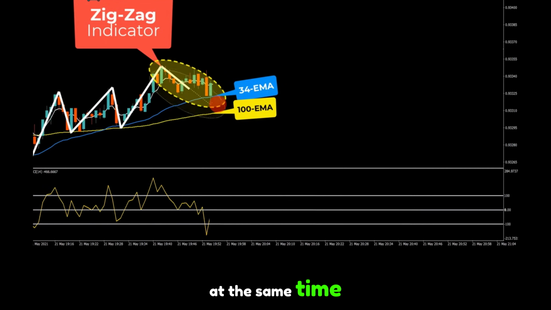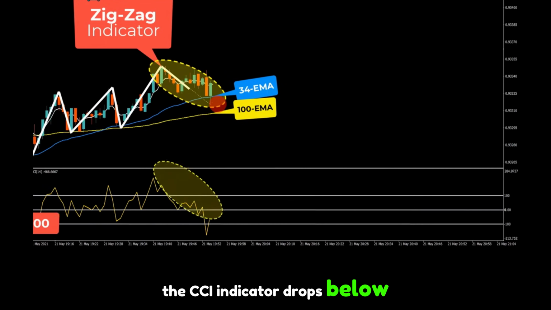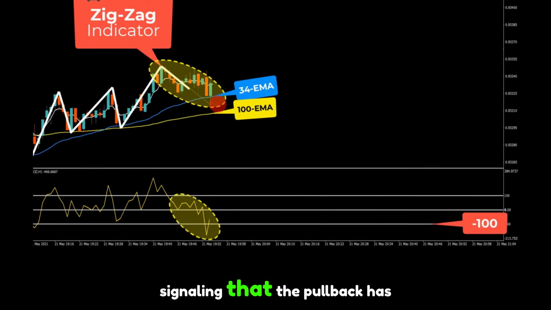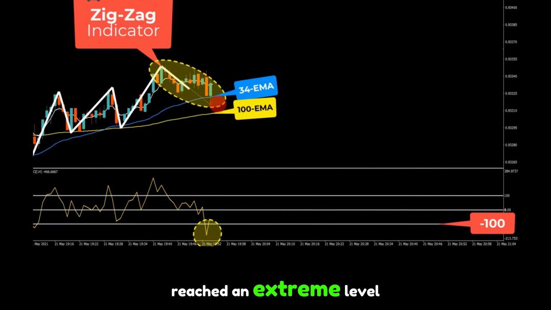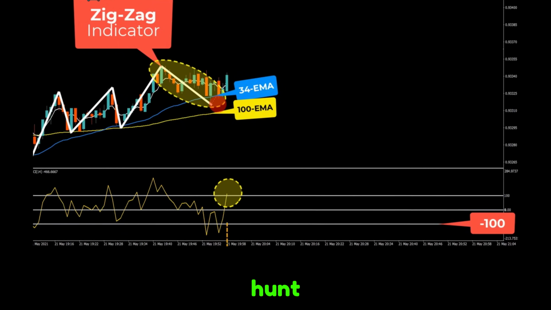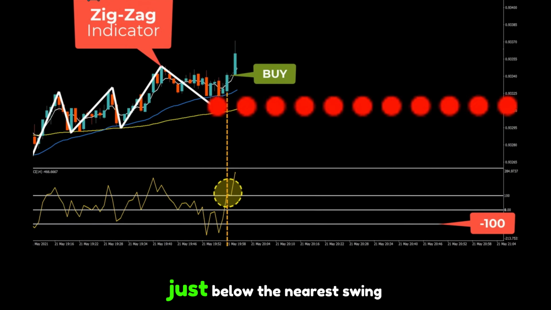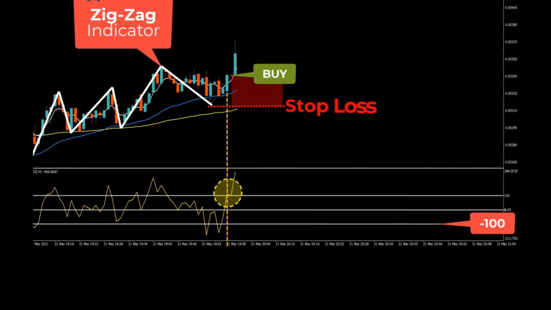At the same time, the CCI indicator drops below -100, signaling that the pullback has reached an extreme level. And now, as the CCI line climbs back above 50, or even better above 100, this is where you execute your buy entry, setting your stop loss just below the nearest swing low. And then, boom, the price explodes upward.